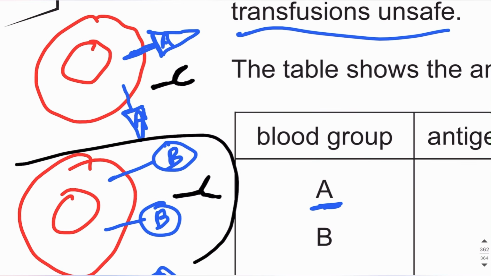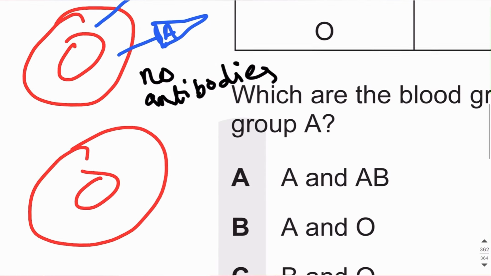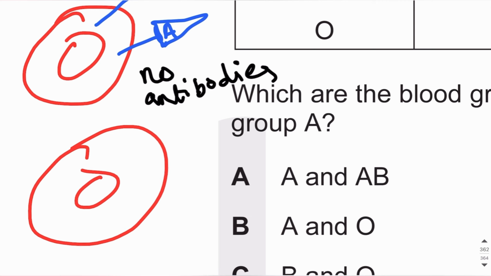But if a person has blood group B, for this person antigen A is foreign, so there will be antibody against A, right? If a person has blood group A, for this person antigen A is self and antigen B is foreign. So this person will have antibody against B. If a person has blood group O, there are no antigens, which means that for this person both antigens A and B are foreign, so this person will have antibodies against A and antibody against B.